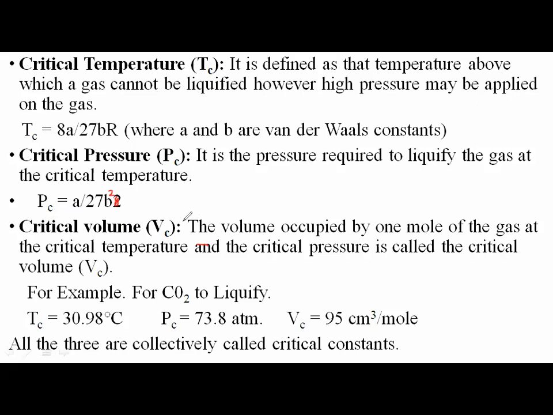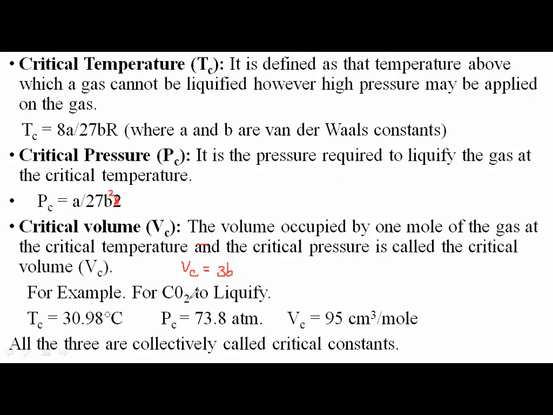Then critical volume. When you use critical temperature and critical pressure, you get the gaseous state into liquid state. The volume occupied by 1 mole of gas at critical temperature and pressure is called critical volume. And you can even calculate critical volume also. Vc is equal to 3b, where b is the van der Waals constant. So these are critical states.